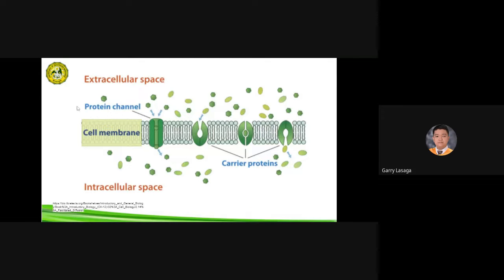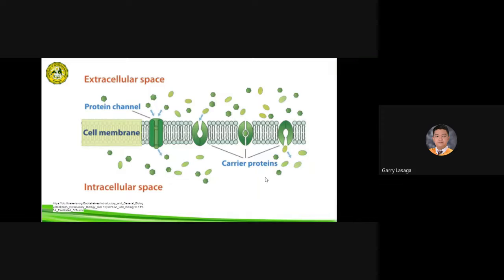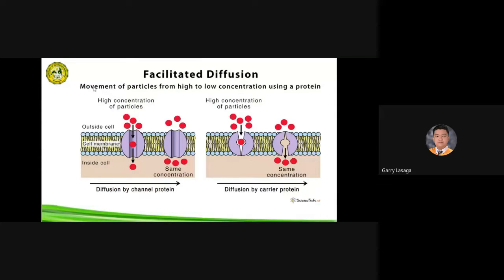Here we have an example of a carrier protein. We have here the protein channel, and we also have the different types of carrier proteins. These carrier proteins will transport molecules, polar molecules, or a group of substances from one side of the membrane to the other. In facilitated diffusion, there is a movement of particles from higher to lower concentration using a protein molecule. This is an example of facilitated diffusion by way of channel proteins.